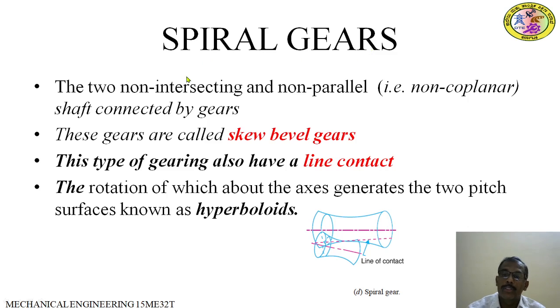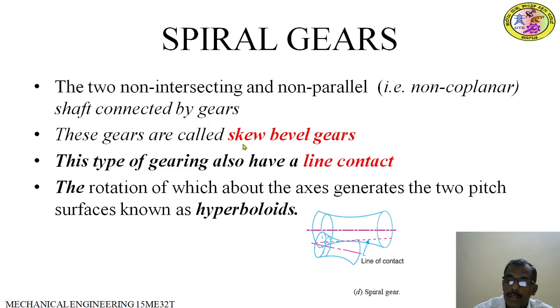Now coming to the spiral gears. Spiral gears are there, no? These are for two non-intersecting, non-parallel, that is non-coplanar, shafts connected by gears. These shaft axes will never intersect each other, and they are not in one plane and are non-parallel. The axis of rotation of one shaft and the axis of rotation of the other shaft are not parallel.